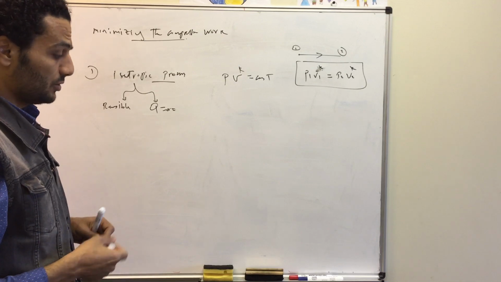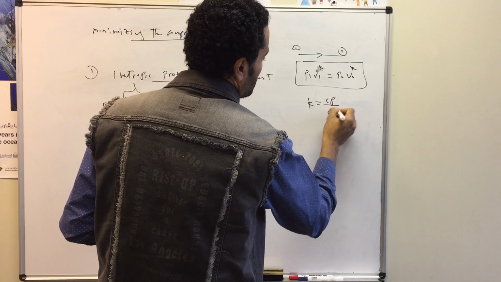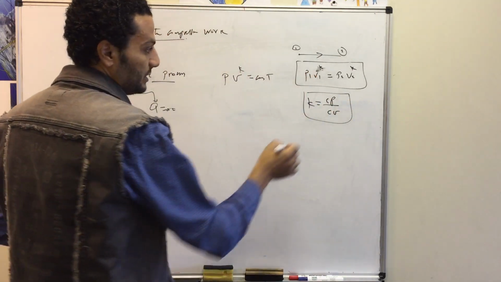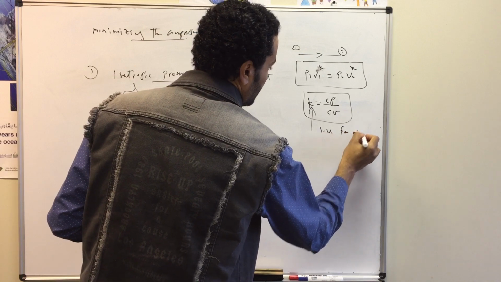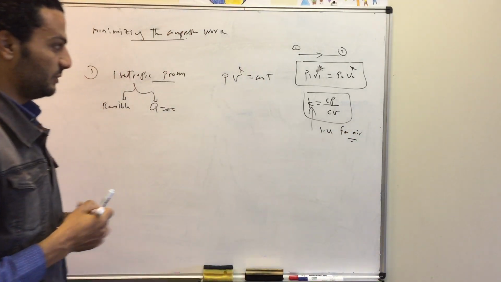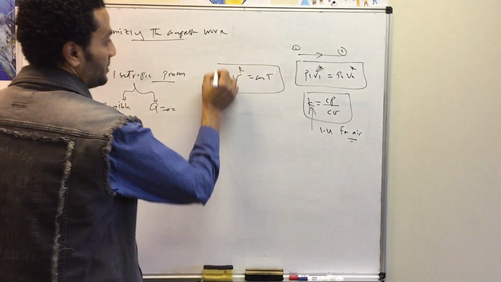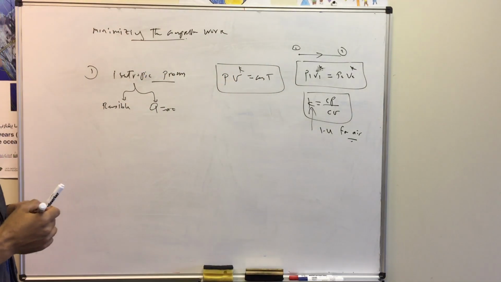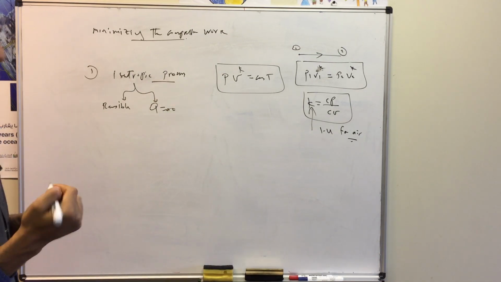k is the specific heat ratio, which is the ratio between Cp over Cv. For air, this value is equal to 1.4; otherwise we can get it from the table. So for the isentropic compression process in this compressor, the relation PV to the power k is constant, and we have the relation between pressure and volume.